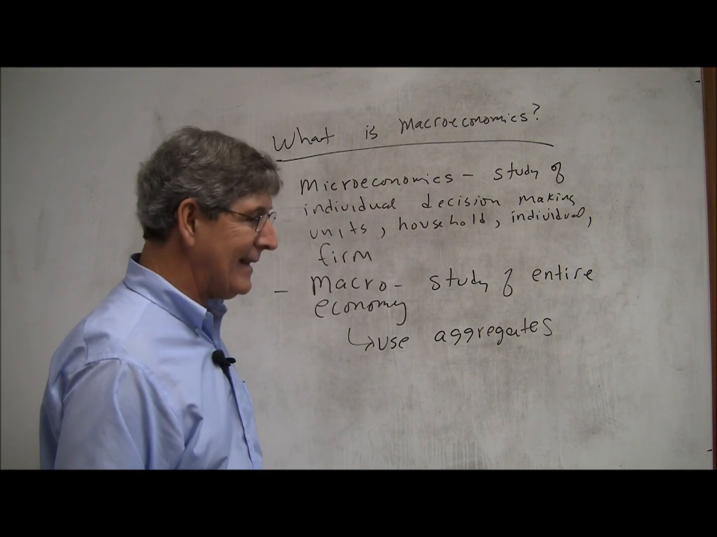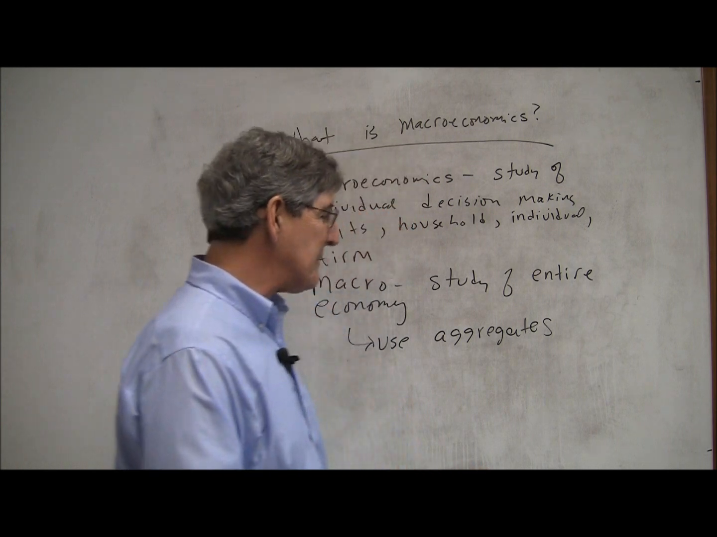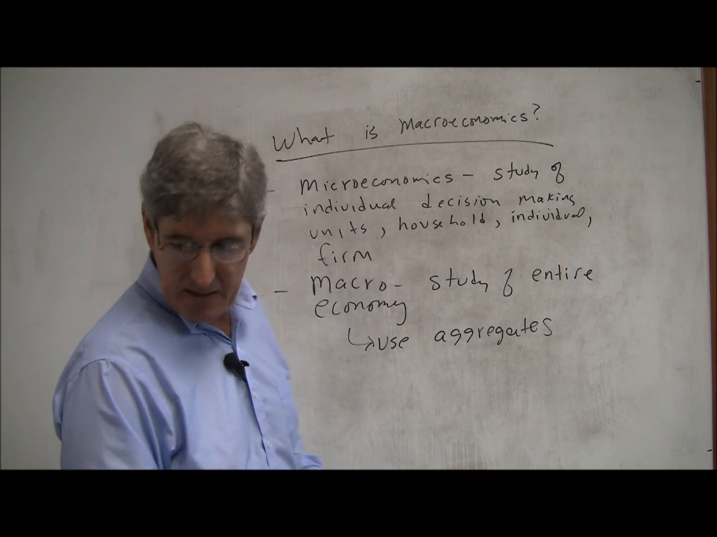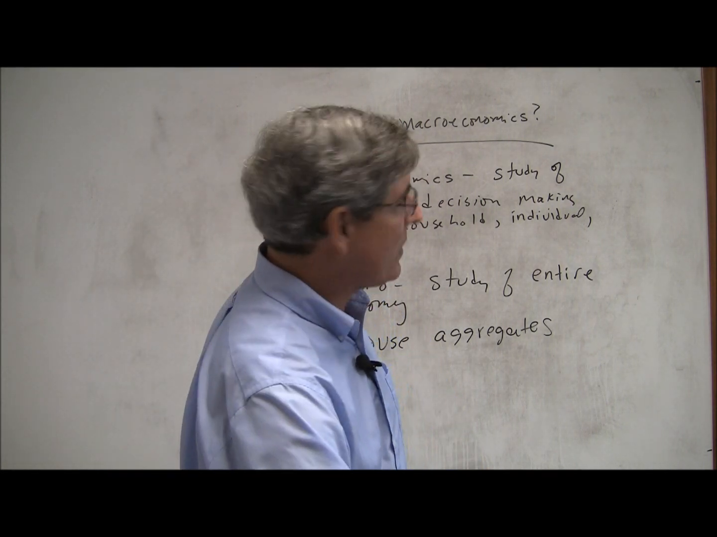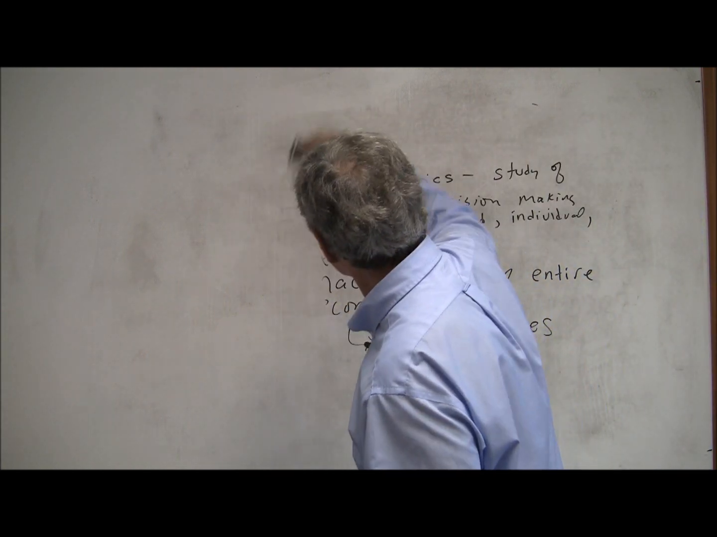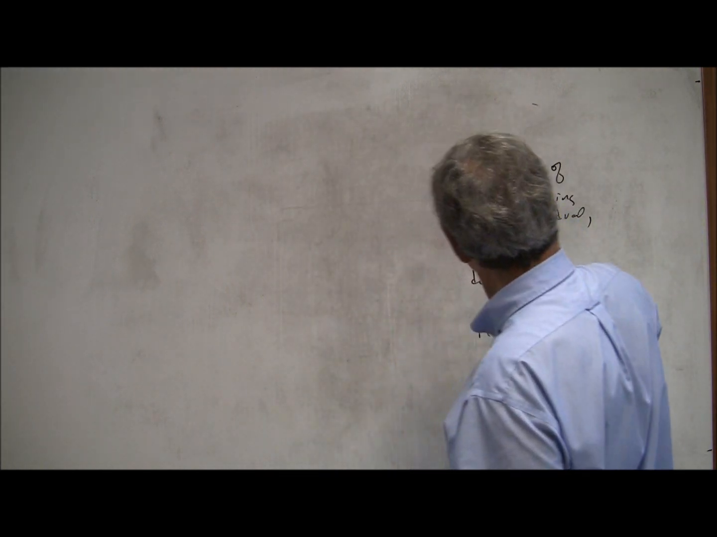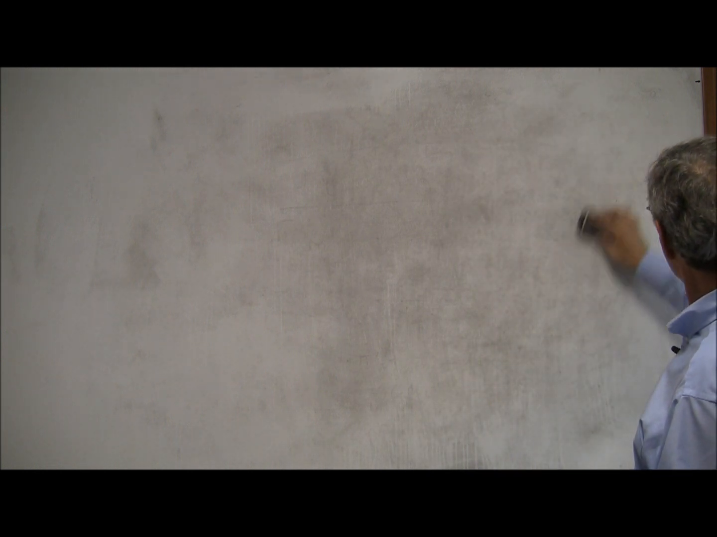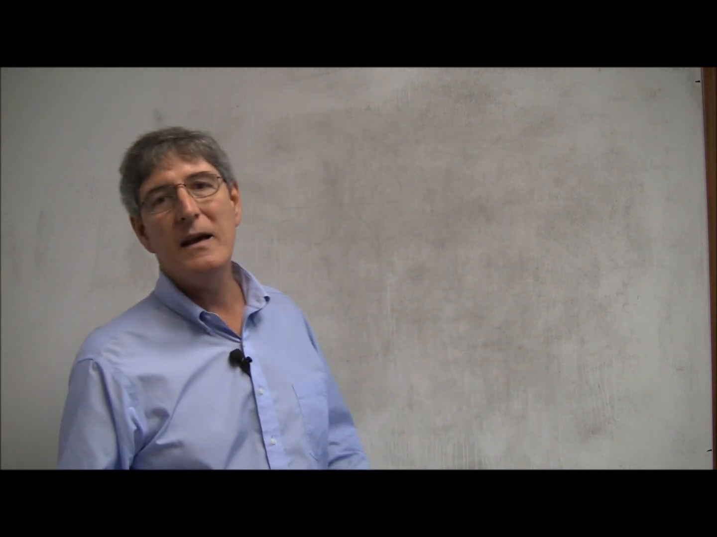So let's go into some of these aggregates and talk about how they're measured. If we're going to study and attach importance to these aggregates, then we need to know how they are determined. So we're going to start with GDP and look at how GDP is determined, and then we'll talk about prices and inflation and how those are determined in the economy.